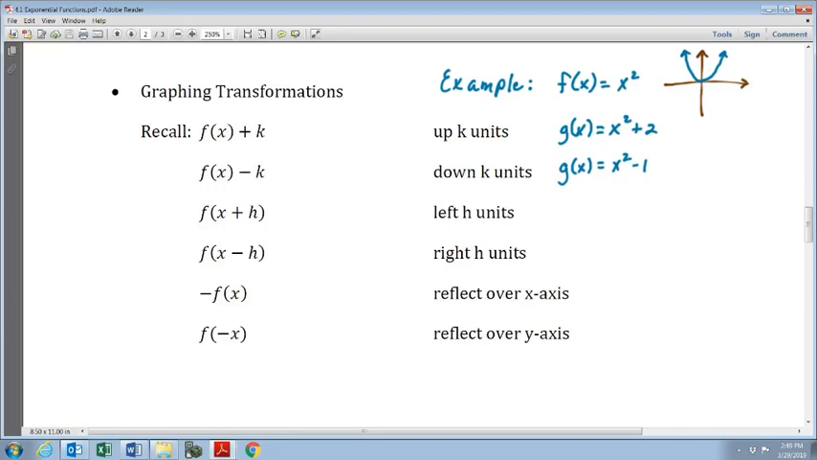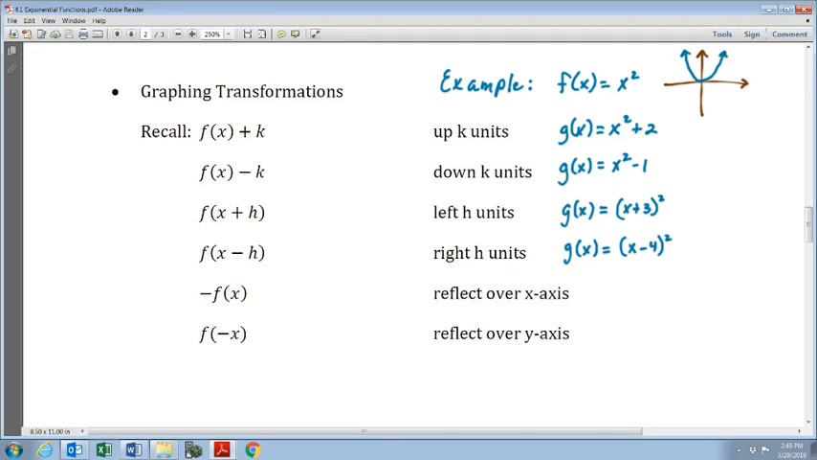And then we have f of x plus h. Now because the h is inside with the x, it's going to cause a horizontal shift. An example would be g of x equals x plus 3, quantity squared. And we know in a case like this, it's going to go the opposite direction of what we might think. So plus 3 there, I'm thinking it would go right 3, but it actually goes left 3. If you had g of x equals x minus 4 quantity squared, then that would go right 4. Again, it would be the opposite direction of what you might expect.